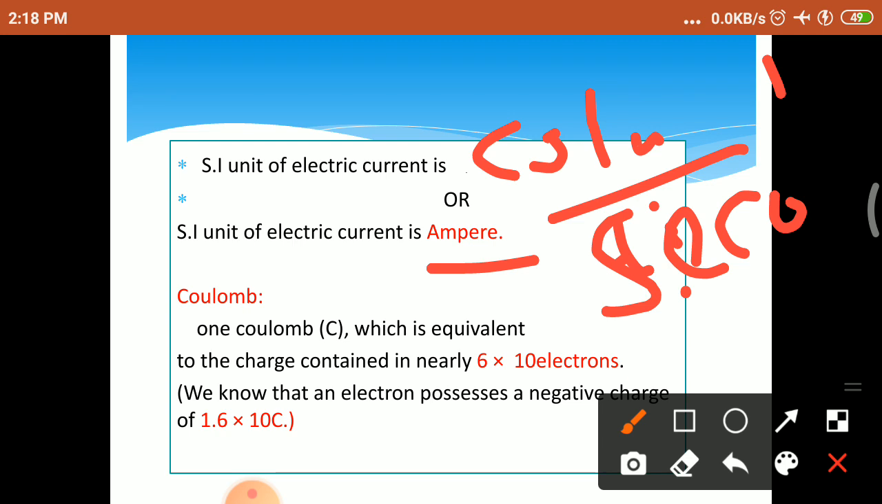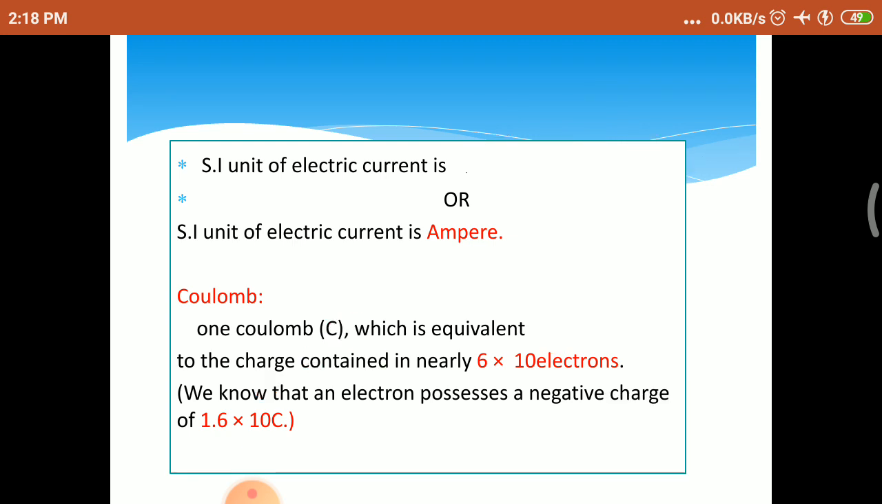And what is meant by 1 coulomb? 1 coulomb is equivalent to the charge contained in nearly 6 into 10 power 18 electrons. We know that an electron possesses a negative charge of 1.6 into 10 power minus 19 coulomb. Sorry, my dear students. Clearly, I will explain once again.